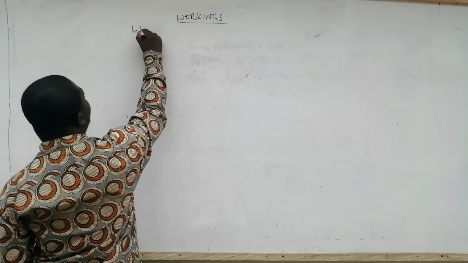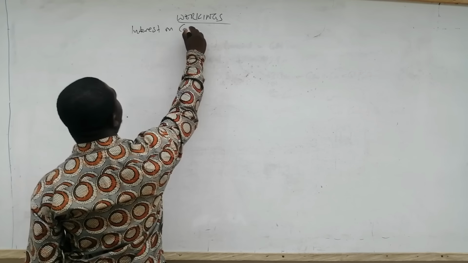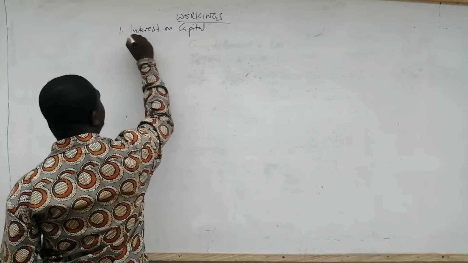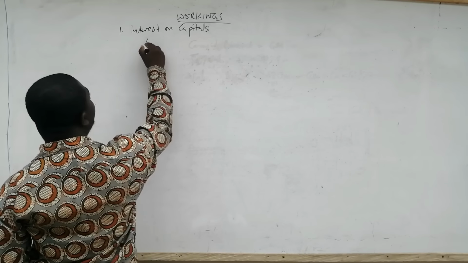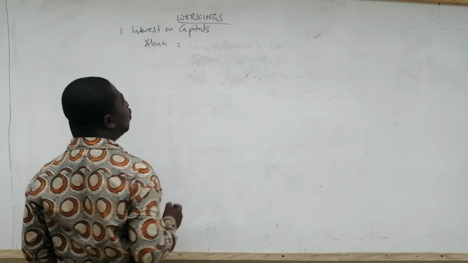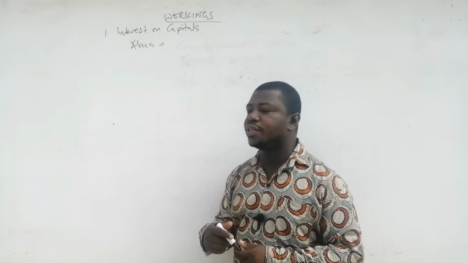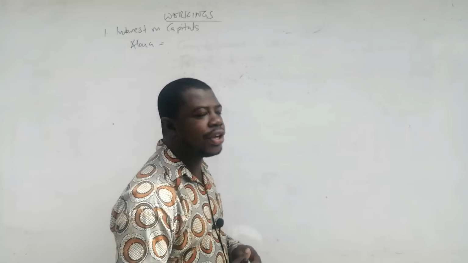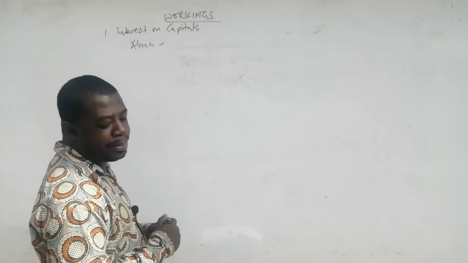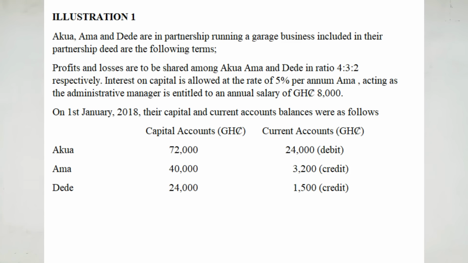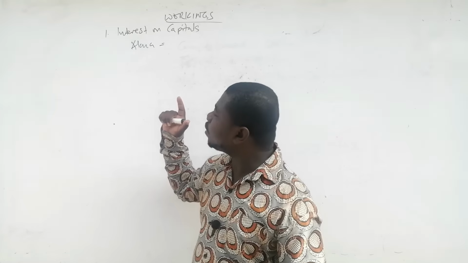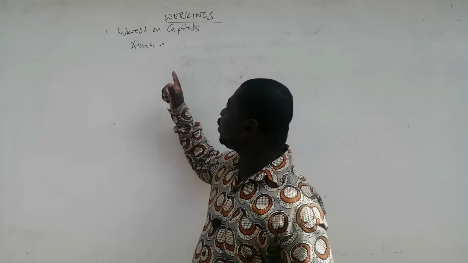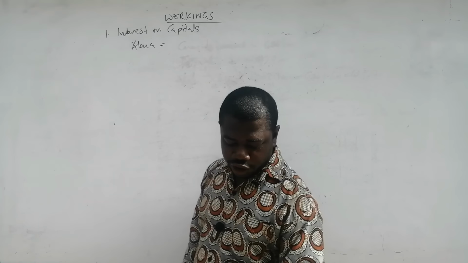So interest on capitals, that is the first one we are going to look at. We'll begin with that of Equia. So that is the first thing you should do. You should work out your interest on capitals. Now, Equia's capital as at 1st January 2018 was 72,000. So if there is any interest to calculate on Equia's capital, it should have been on the 72,000.